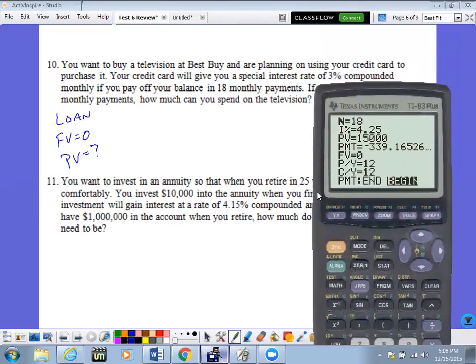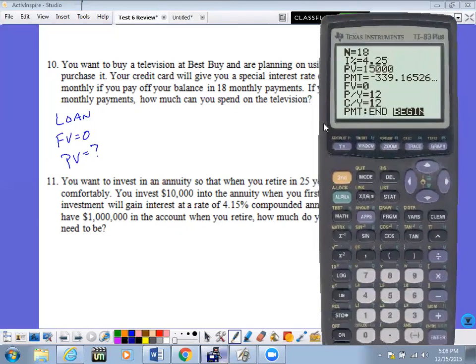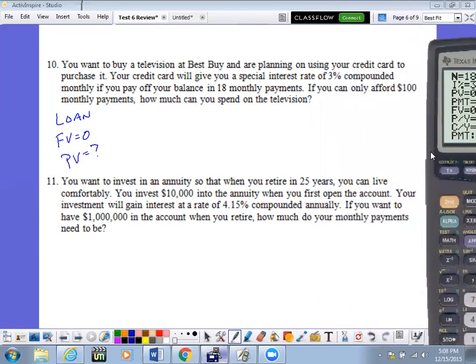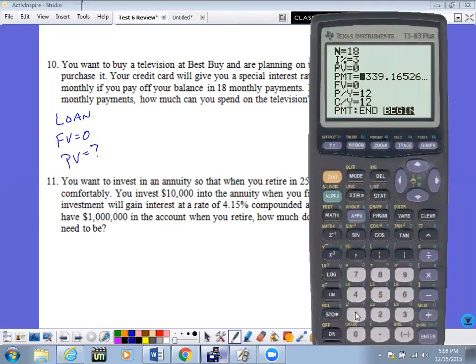Your interest rate is 3% compounded monthly, so 3%. Your PV is what we're searching for. I'm going to put a 0 there as a placeholder. Your payment, you said you can spend $100 a month. So remember, loans, your payments are negative. You're going to spend 12 monthly payments, and it's compounded monthly, so that's all good. And then we're solving for our PV.